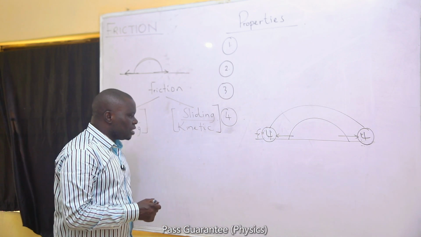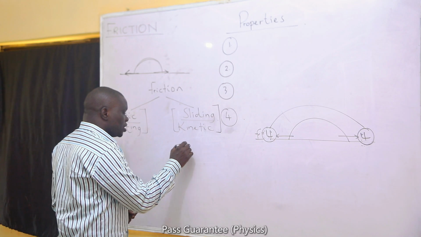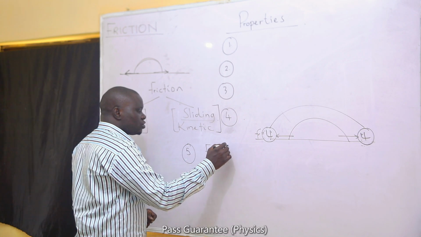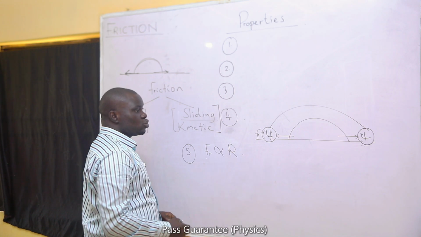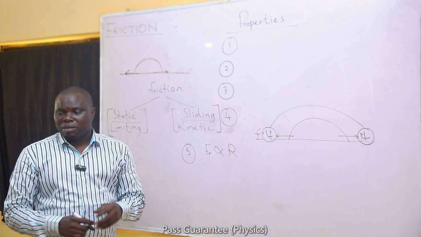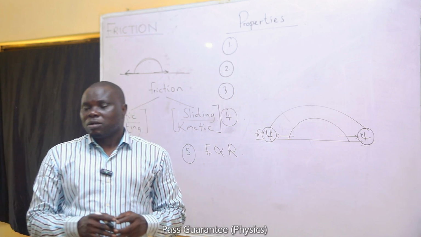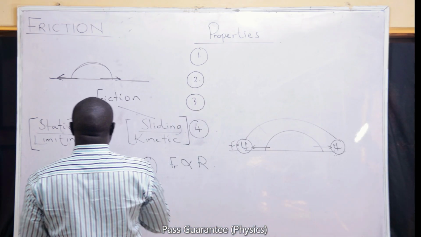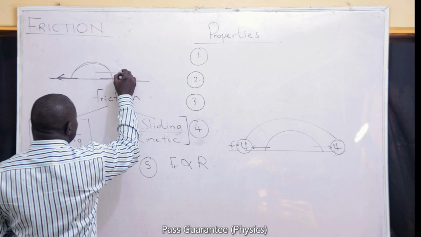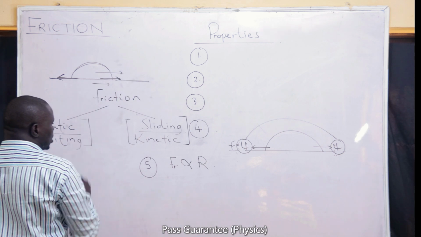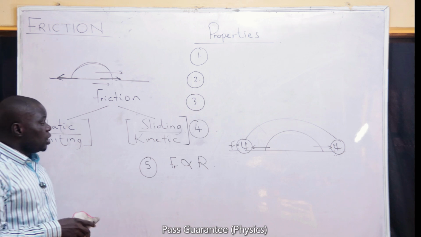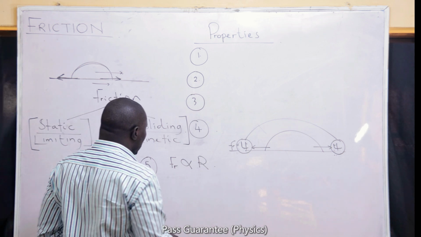And the last of the properties of friction is that the maximum friction is directly proportional to the normal reaction that is pressing the two surfaces together, the surface of the object that is trying to move over another surface. The normal reaction that is pressing them together is directly proportional to the friction.